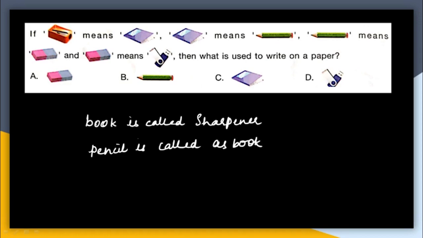This is a question on chain coding, or basically a question on coding decoding. If you do not know the basics of coding decoding, please refer to the video lesson on coding decoding to understand it better. Here when they say book means pencil, pencil is called book. Now the question is, what is used to write on a paper? Usually a pencil is used to write on a paper. But here in this code language, what is pencil called? Pencil is called book. Your correct answer option here is option C.